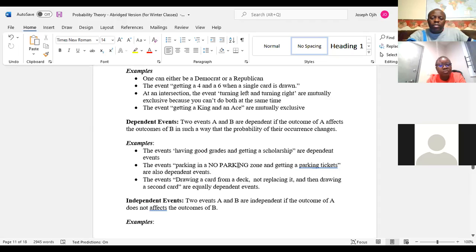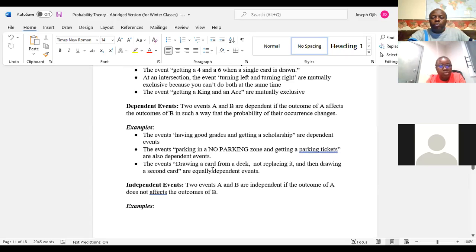If you park in a no parking zone and then you get a parking ticket, they are dependent events, because when you park in a no parking zone, the probability of you getting a parking ticket increases. If you draw a card from a deck and do not replace it, it is also dependent, because it will now become 51 cards, so it will affect the outcome of the probability. So sampling or drawing without replacement is a dependent event.